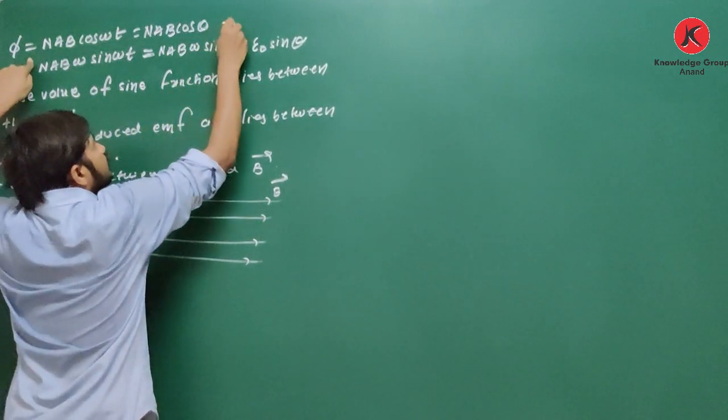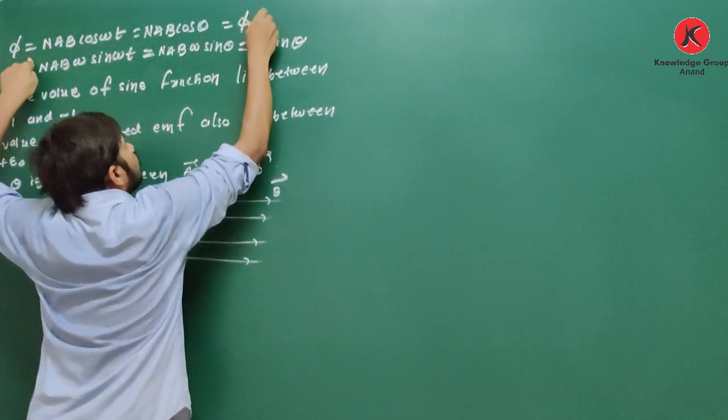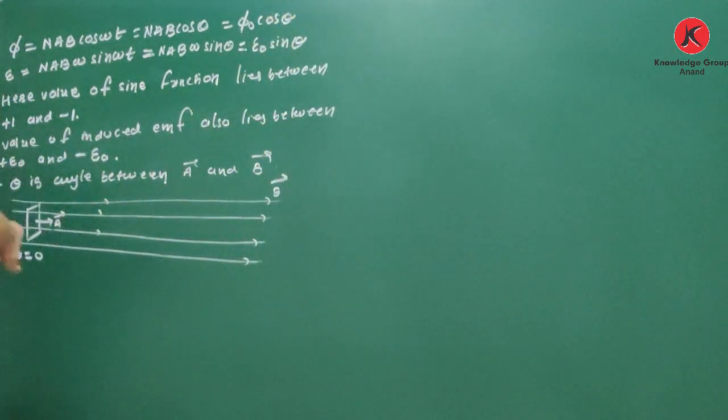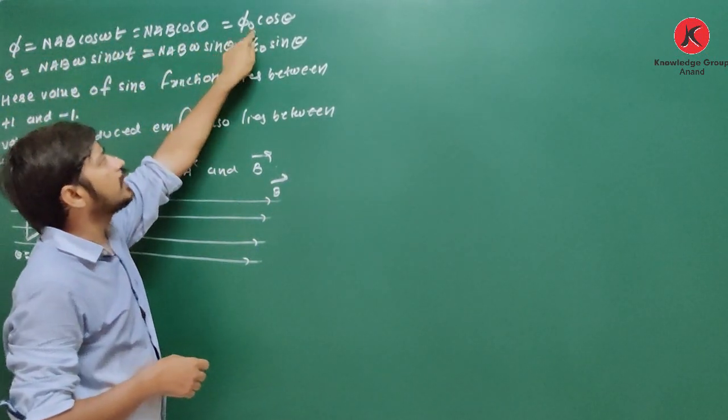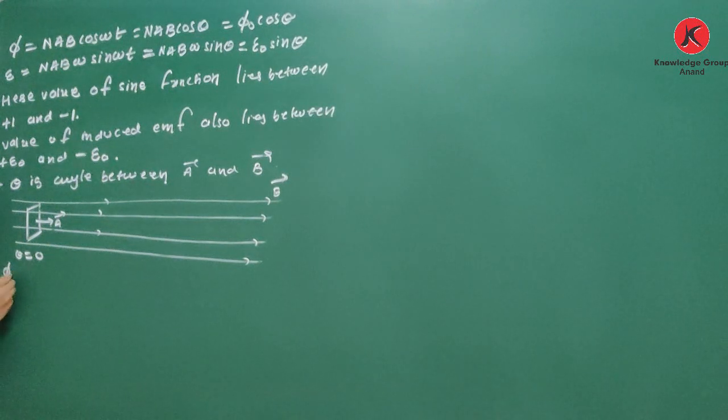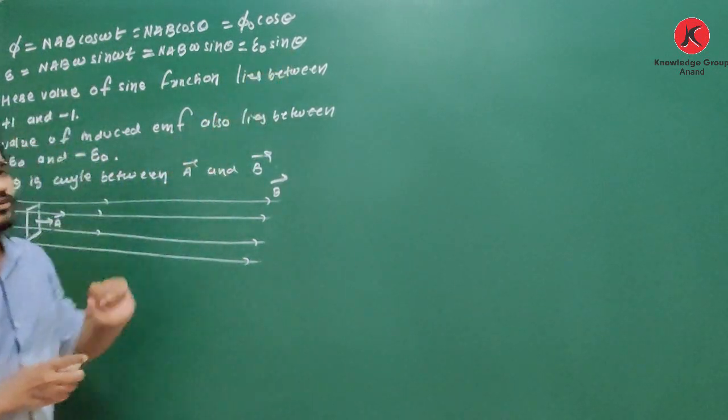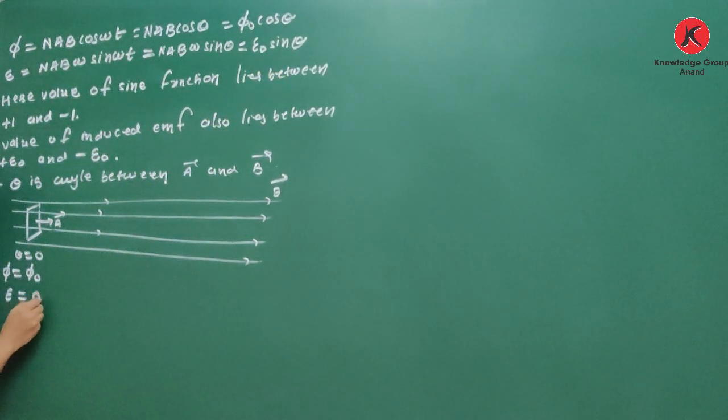I can write this equation as phi 0 cos theta. Now, when theta is equal to 0, in the equation of flux, if you put the value phi 0 cos 0, then phi is equal to phi 0, because cos 0 is equal to 1. And when theta is equal to 0, what is the induced EMF? Induced EMF, sin 0 is equal to 0, so here it is 0. From this equation you have to write phi 0 cos theta and E 0 sin theta.